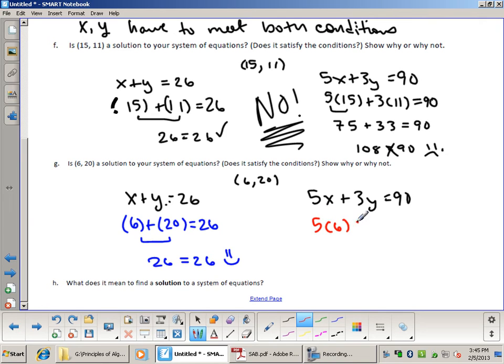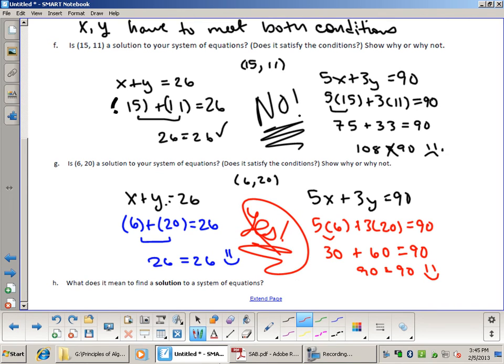5 times 6, I believe, is 30. That's going to be a 60. Oh, well, look at here. Oh, yeah. 90 is equal to 90. That's a happy face. So that conclusion is yes. That is a solution. It works in both. That's all a solution has to do.